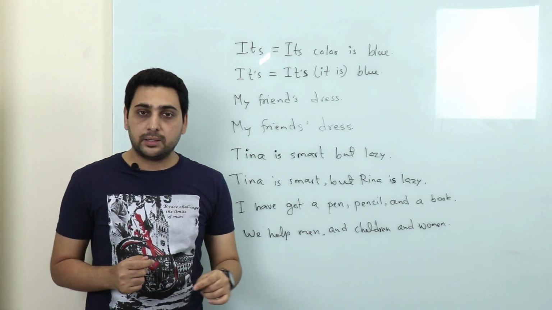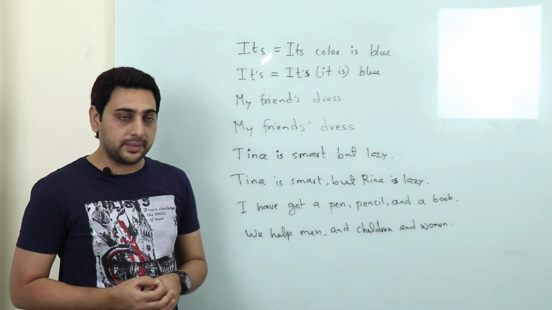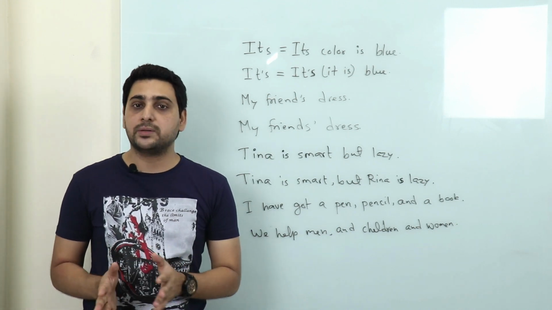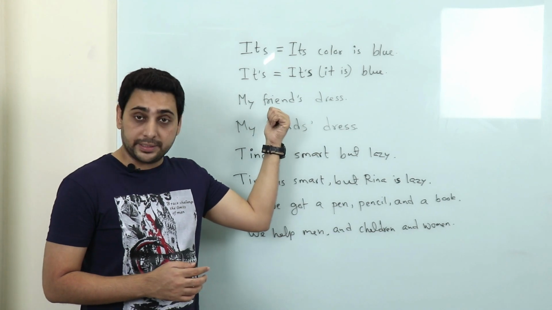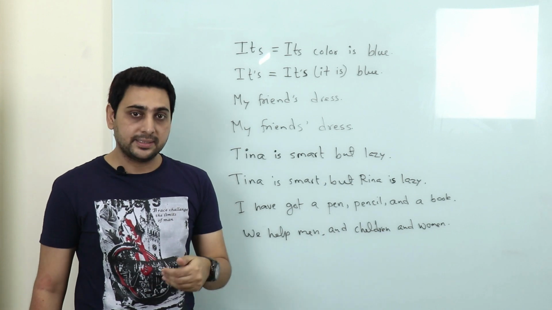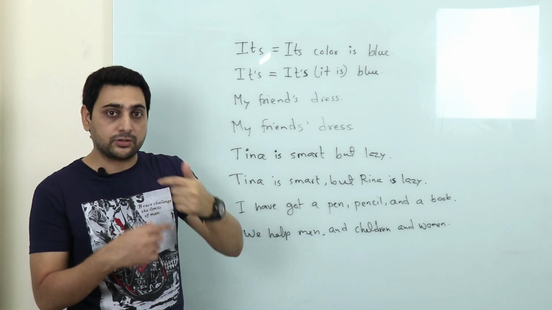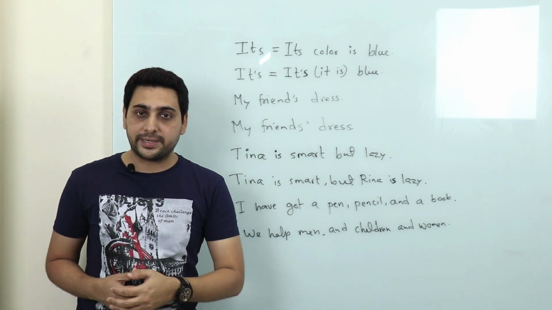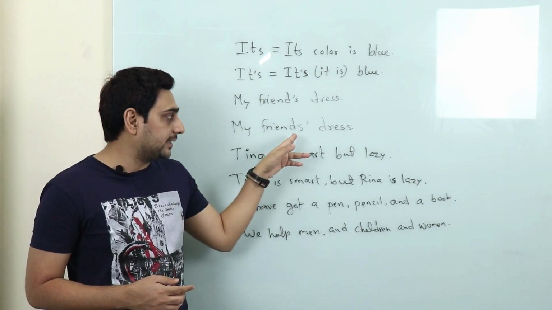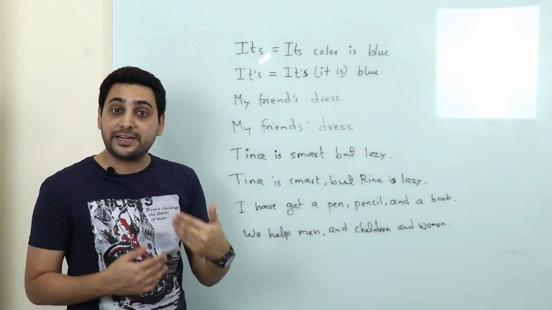The next one is another usage for apostrophe, and that is for singular and plural. When you want to use an apostrophe for a singular entity, for example friend, there is only one friend, my friend's dress. The apostrophe should go before the letter S: my friend's dress, one friend and his or her dress. When you talk about more than one friend, you say my friends', the apostrophe should go after S, and there shouldn't be any other S after that. So my friends' dress will mean many friends.